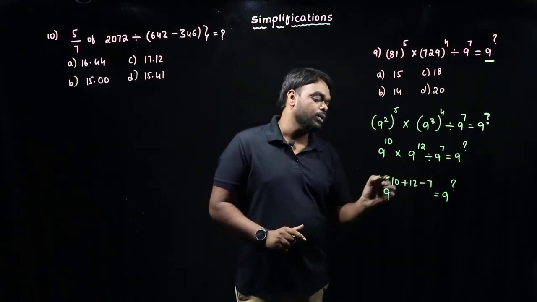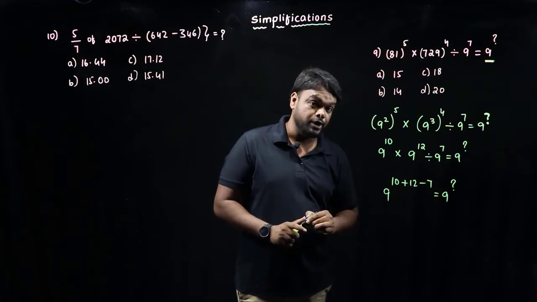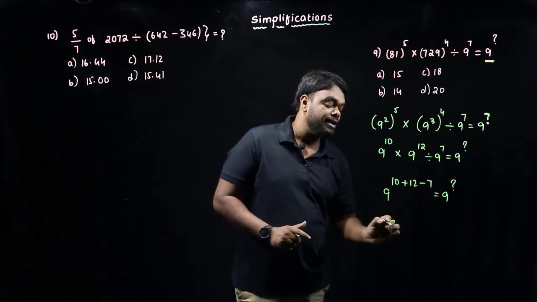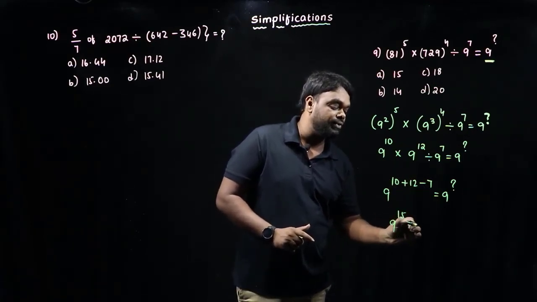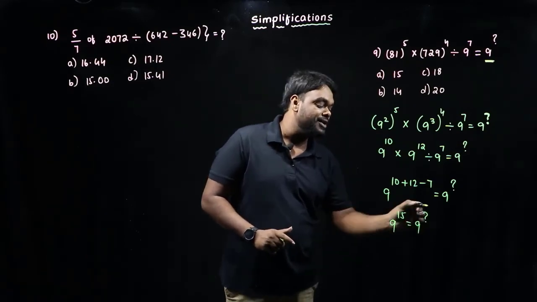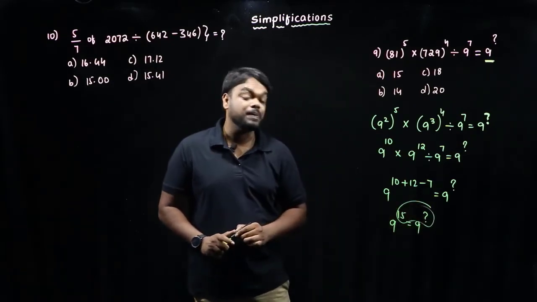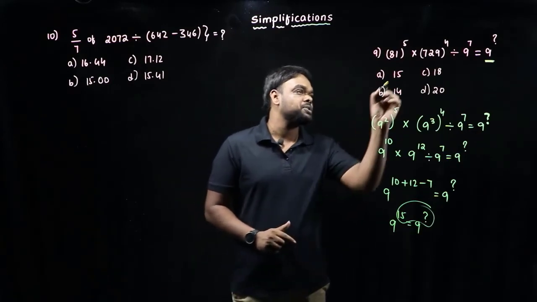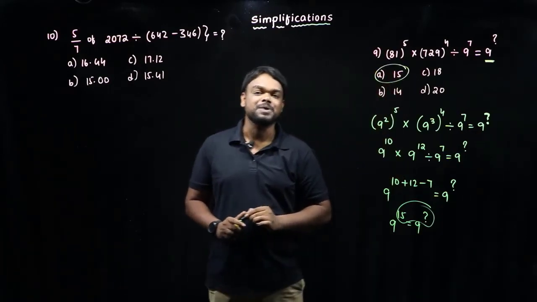So finally, if you do this, 10 plus 12 is 22. 22 minus 7 is 15. 9 power 15 equal to 9 power question mark. So it means the question mark must be equal to 15. And do we have the option? Yes, option number A must be our answer.